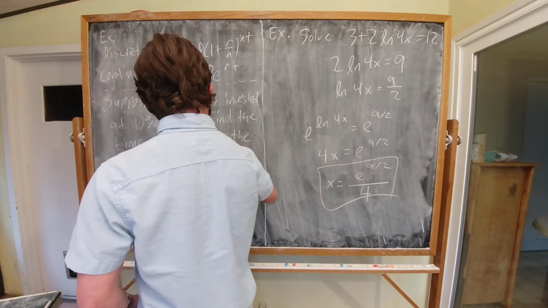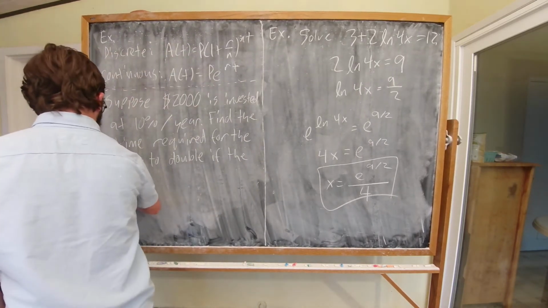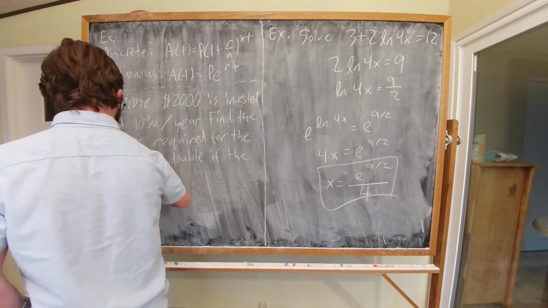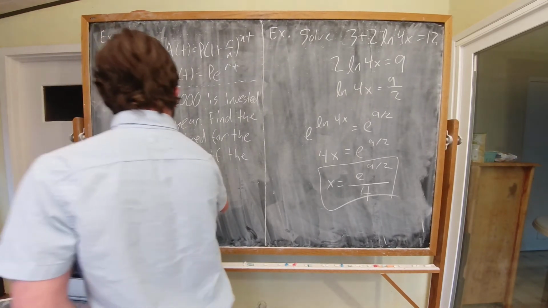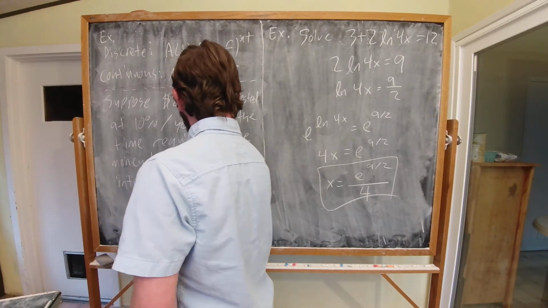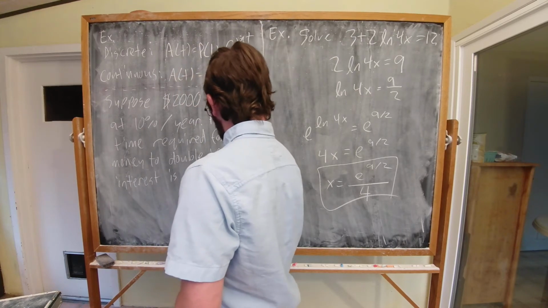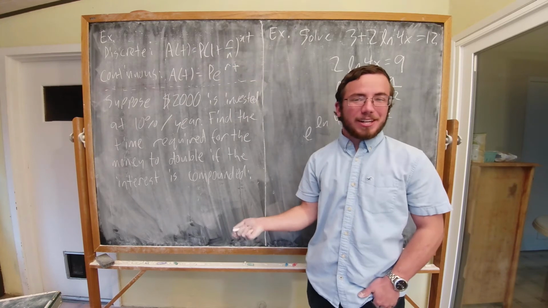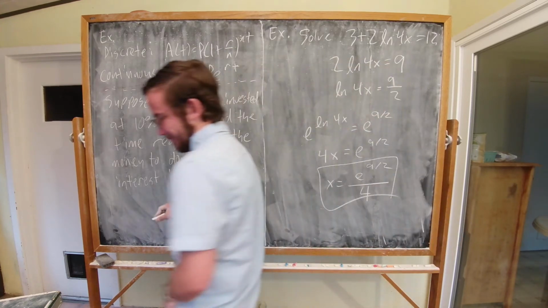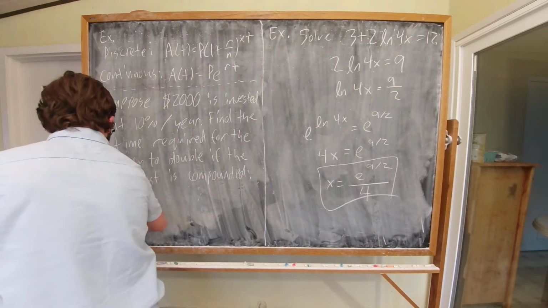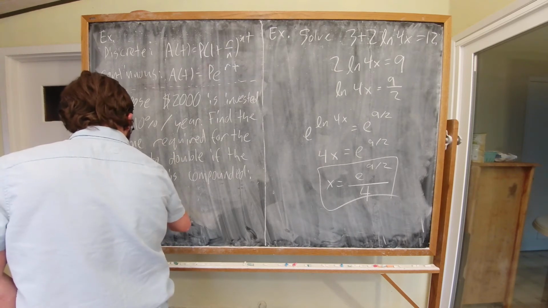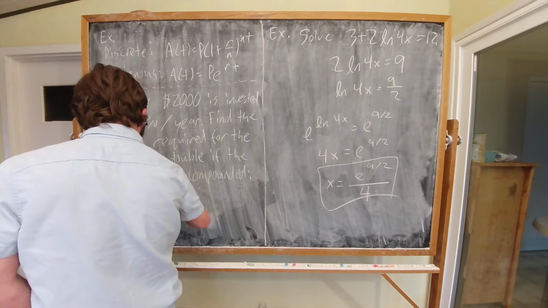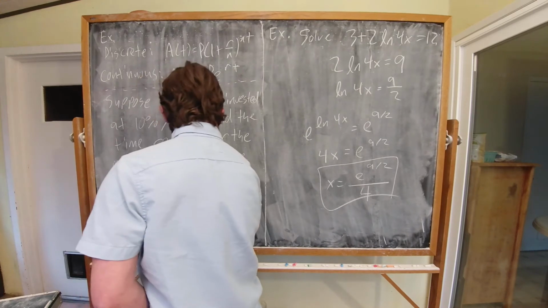If the interest is compounded at two different rates. Let's do one discrete rate and let's do one continuous rate. Why not? Let's say it's compounded quarterly. And let's say it's compounded continuously.